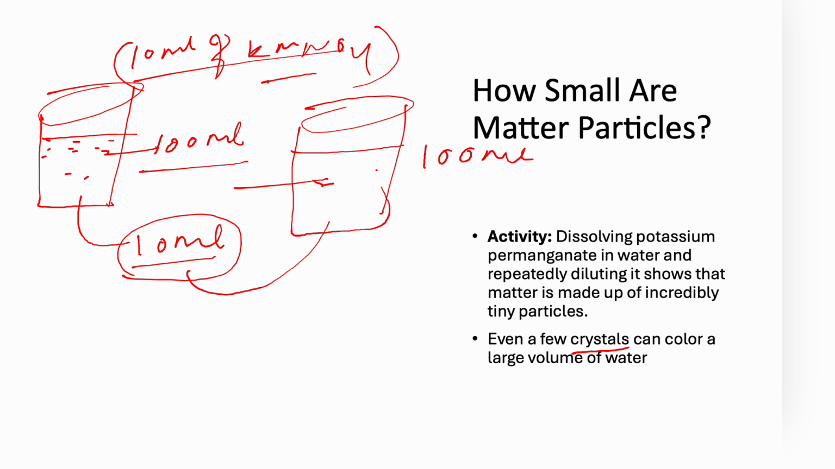So what does it prove? A small amount of potassium permanganate can color a big volume of water. Meaning these particles are really small. We cannot observe them with our naked eyes. A microscope is needed to see these small particles, right?